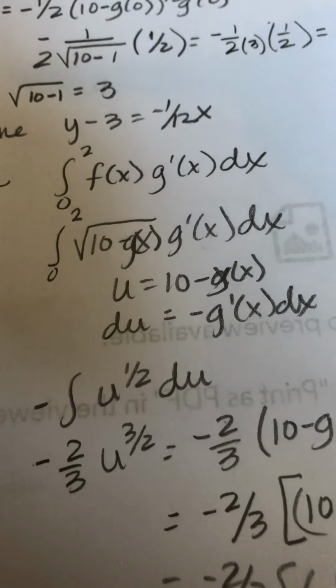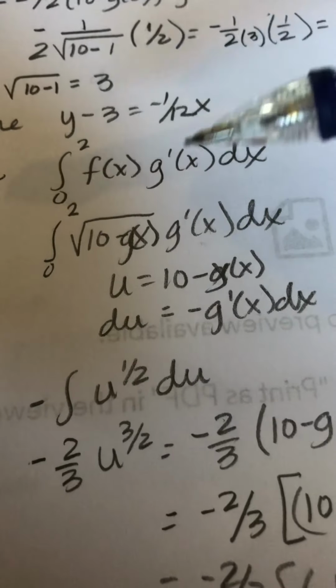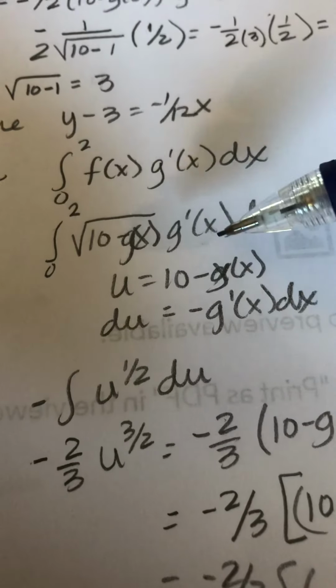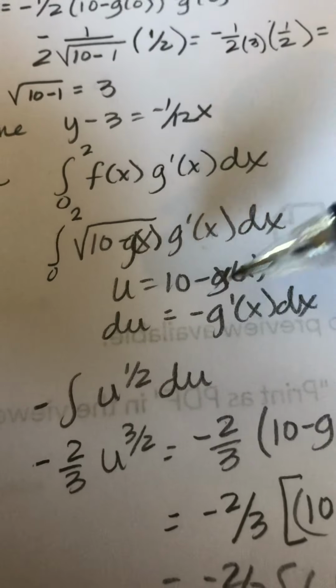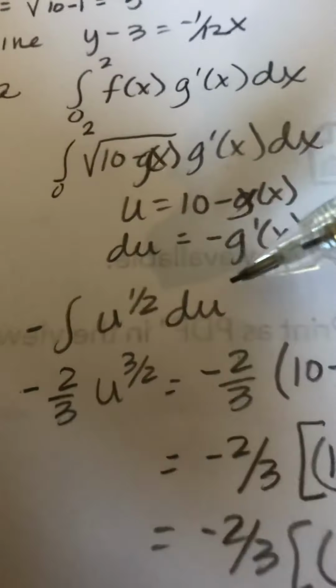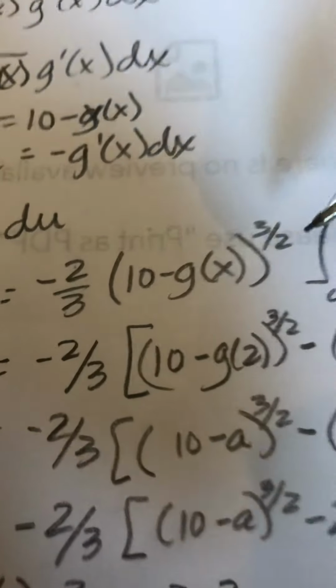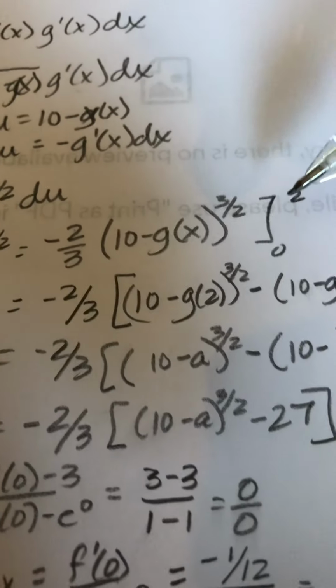This is just a basic u sub. We're undoing a chain rule. So if u is 10 minus g of x, du is negative g prime of x dx. So we sub in, and we get negative u to the 1/2 du. Okay? Integrate negative u to the 1/2 du gives us negative 2/3 u to the 3/2, just doing simple integration. And now we sub our u back in, and there we go. We're going from 0 to 2.